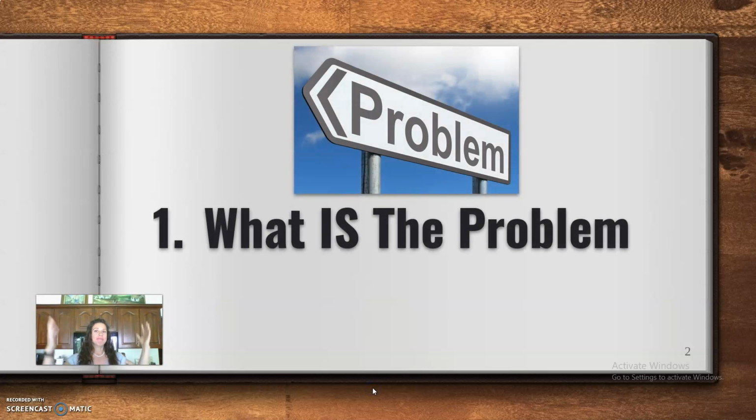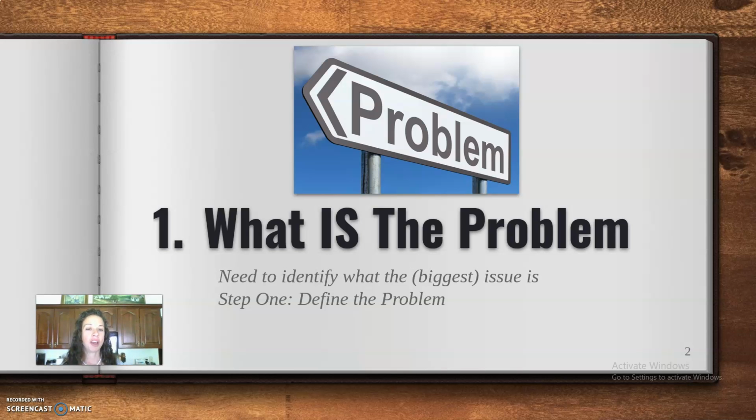The first step, figuring out what the problem is. You got to define the problem. So usually there's more than one issue going on in any conflict, on any problem you're having. You just need to figure out what the biggest issue is and how to solve it, and then you can kind of focus on some of the more minor issues.